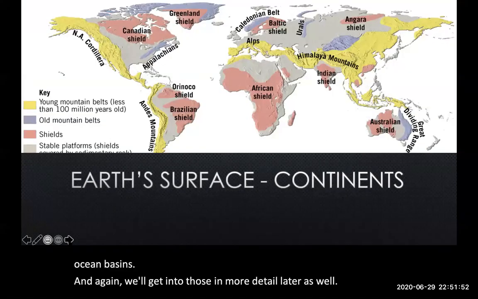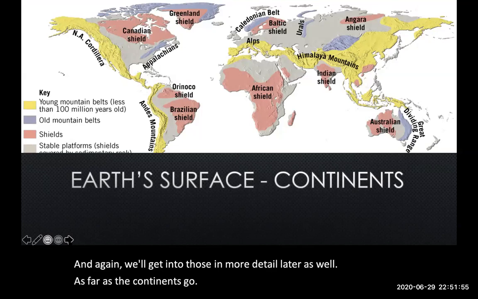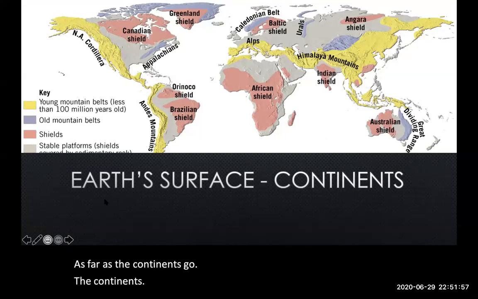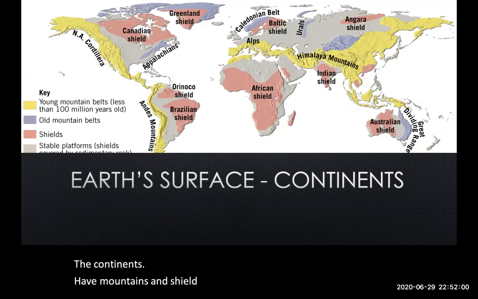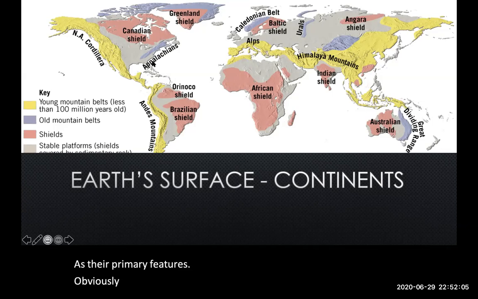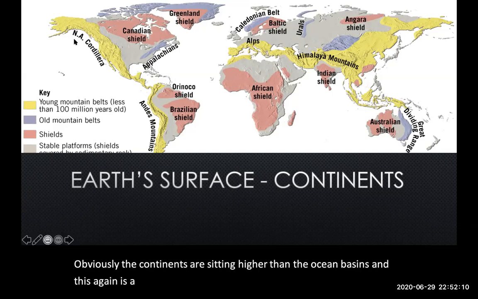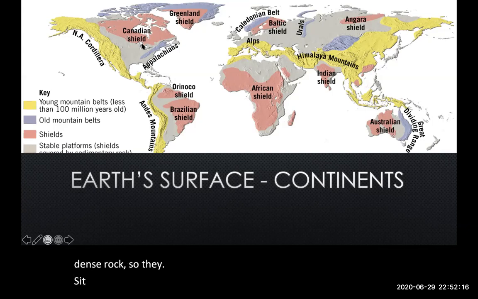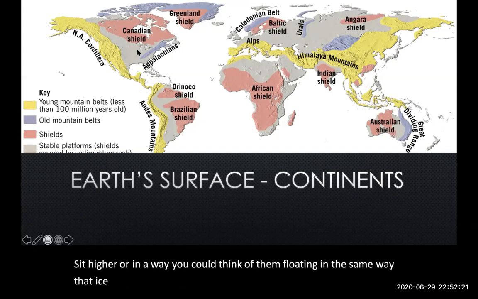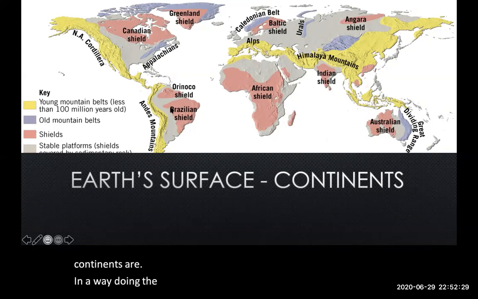As far as the continents go, the continents have mountains and shield areas as their primary features. Obviously, the continents are sitting higher than the ocean basins, and this again is a consequence of density. The continents are made of less dense rock, so they sit higher, or in a way you could think of them floating in the same way that ice cubes float just above the water surface in a glass of water. The continents are, in a way, doing the same above the ocean basins.